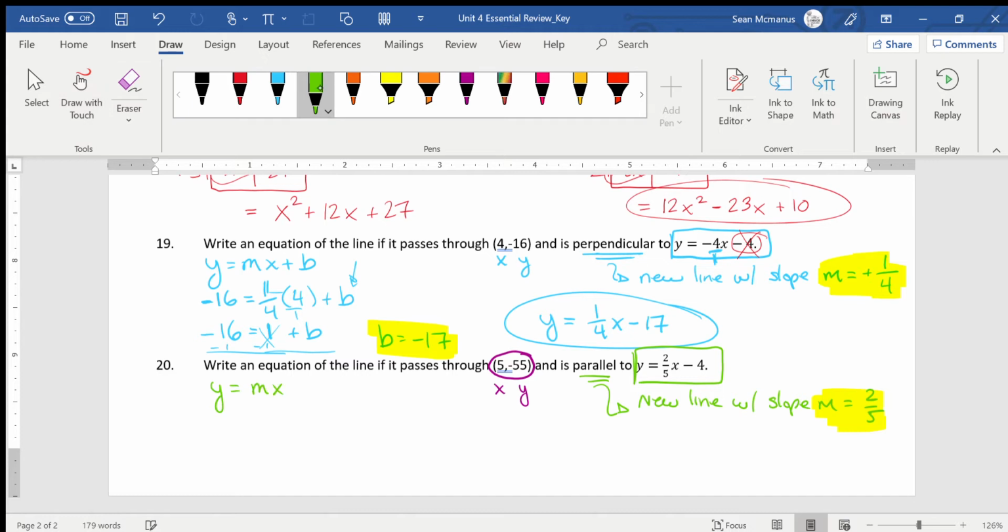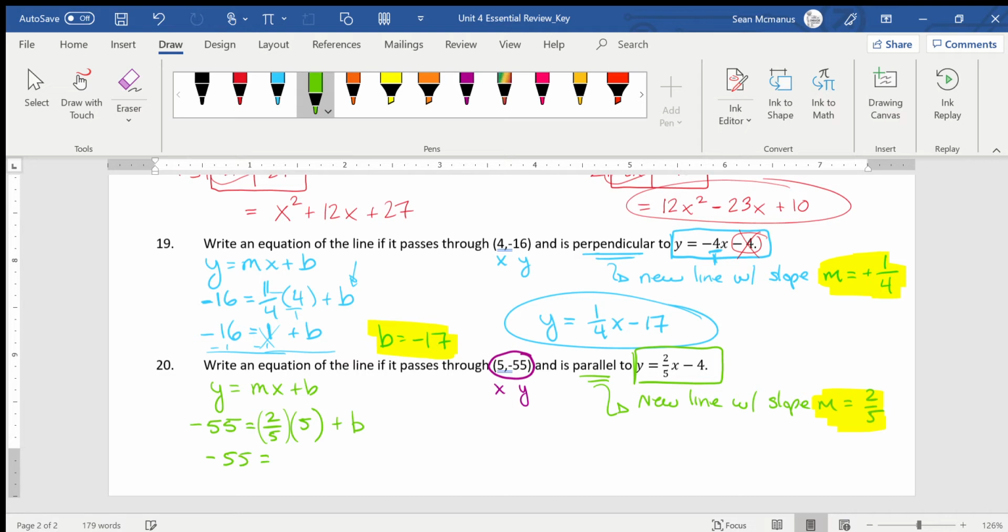So y equals mx plus b. The y that we know is on the line is negative 55. The slope that we borrowed from our parallel equation is 2 over 5. And the x, one of the x's that we know is on the line, goes with the 55. The x is that 5, plus b. So I might run out of space here again.